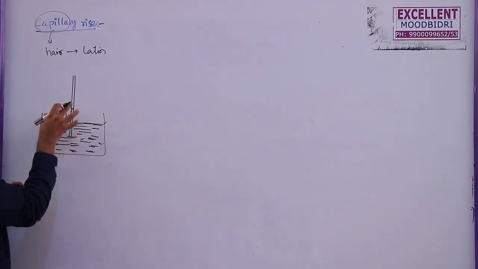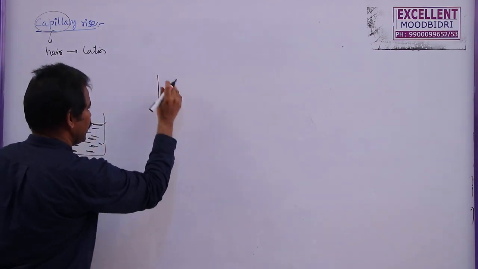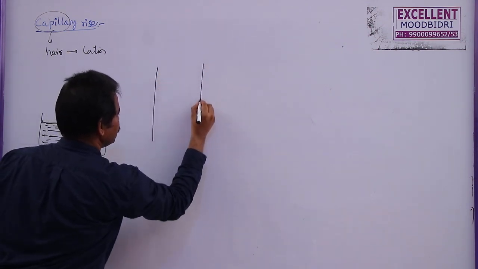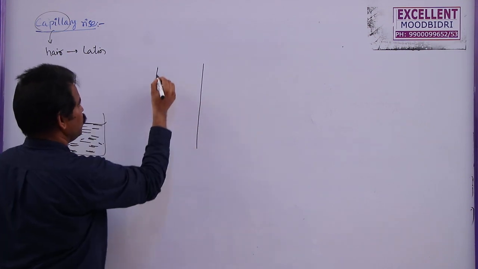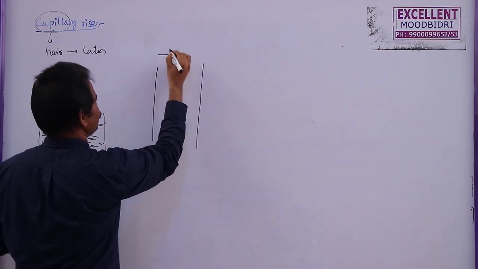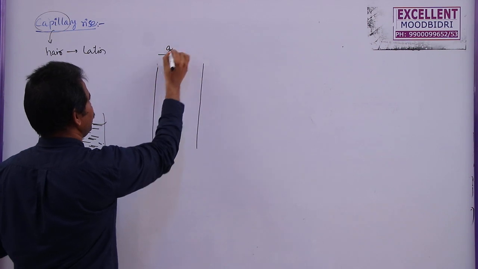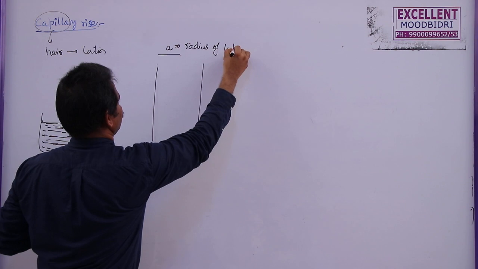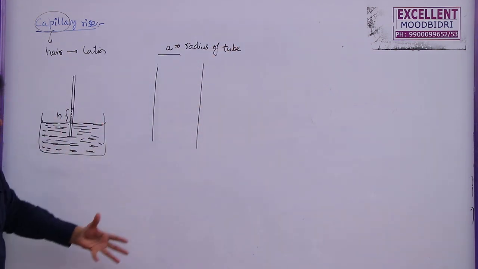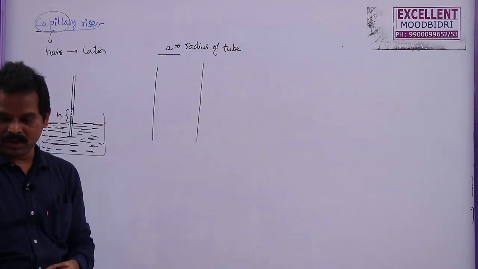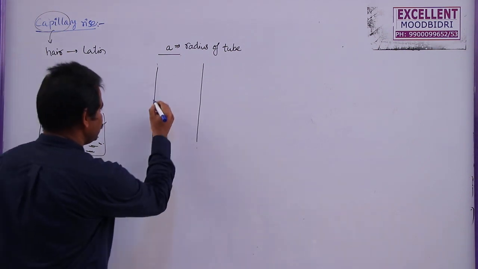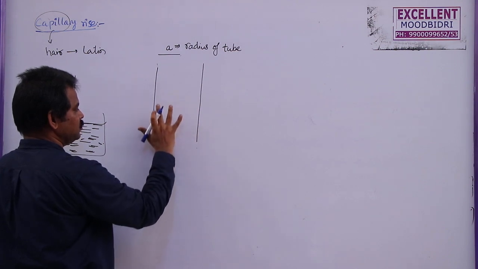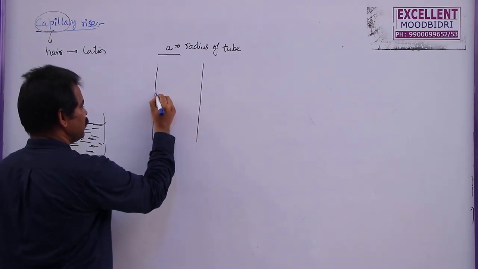Here let me draw an elaborate diagram. This is a capillary tube, and whose radius is A. A is the radius of the tube. So due to surface tension effect, if you neglect gravity, it is found that the liquid will rise along the surface of this tube. So here liquid will rise.